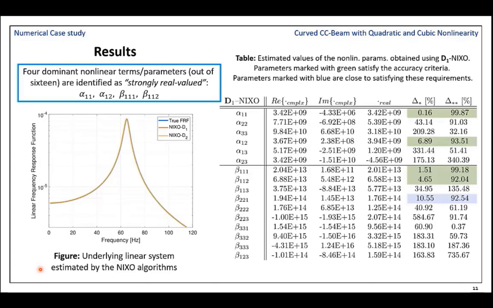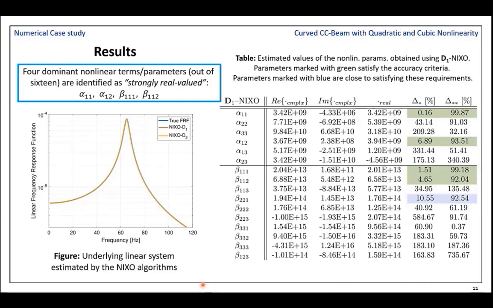By saying the optimal results, I meant that the smallest set of nonlinear terms which should be kept in the nonlinear equation of motion was identified as strongly real valued. This smallest set consists of 4 following parameters: alpha 11, alpha 12, beta 111, and beta 112. Note that the delta indicators corresponding to these coefficients only satisfy the accuracy criteria mentioned earlier in this talk.